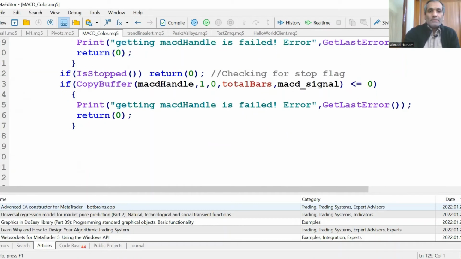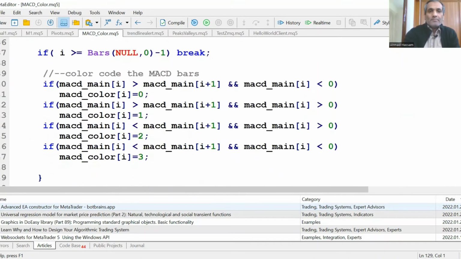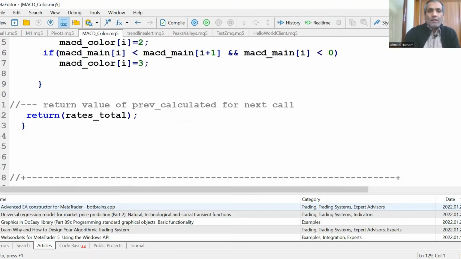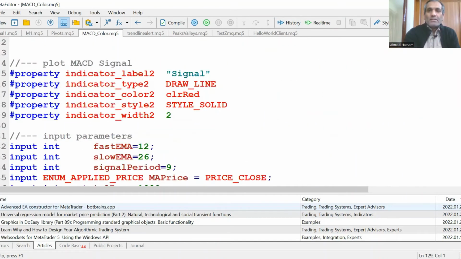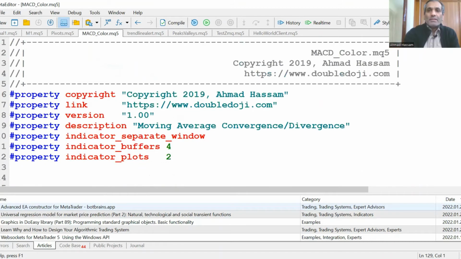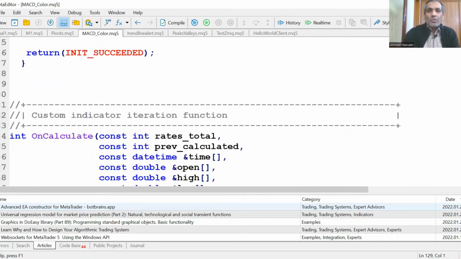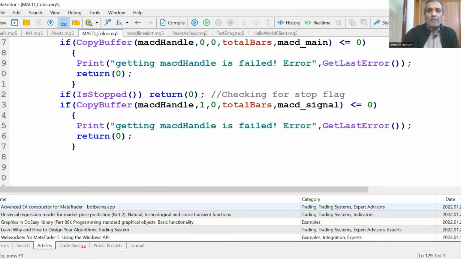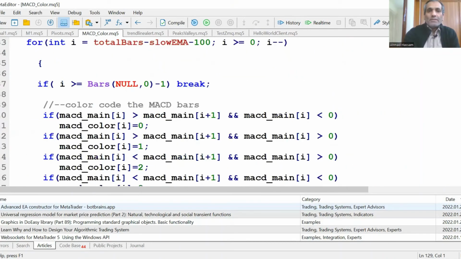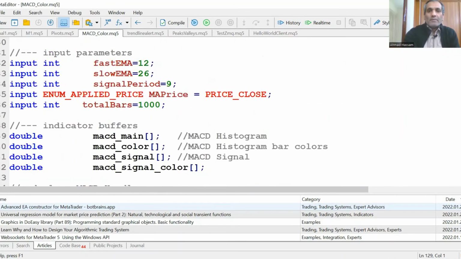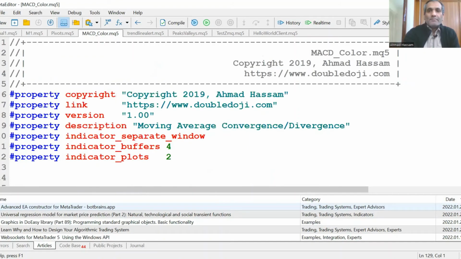Now this is that indicator. So you can download this MACD color. This is basically the same MACD indicator that is provided by MT5. I've just added a layer of color on it. So when the MACD increases, the bar becomes green, and when the MACD decreases, the bar becomes red.